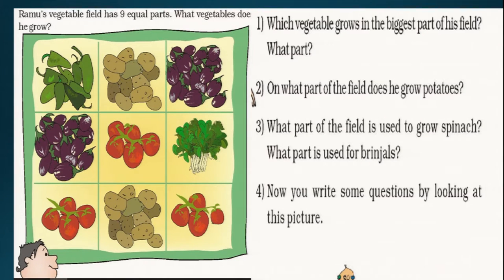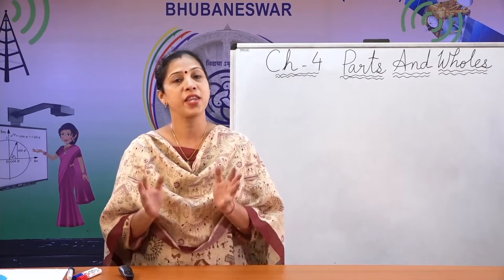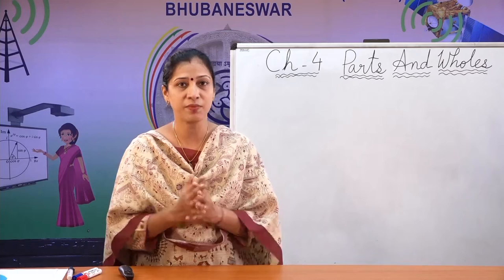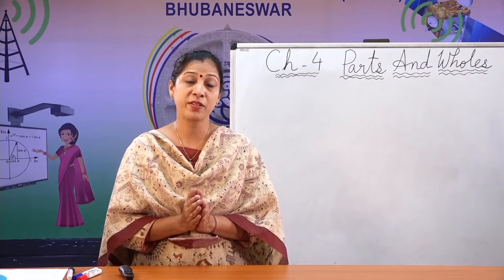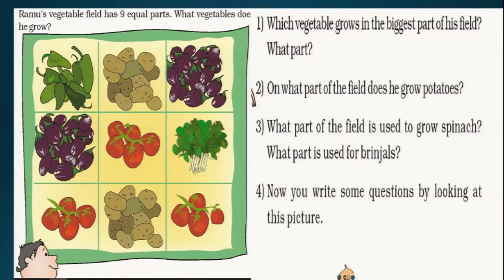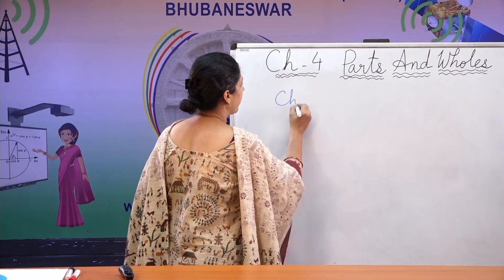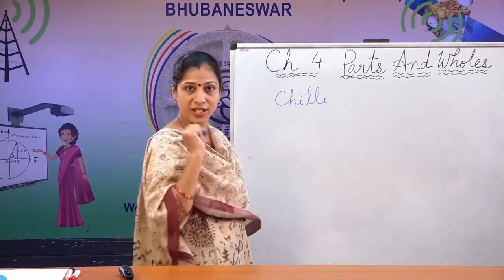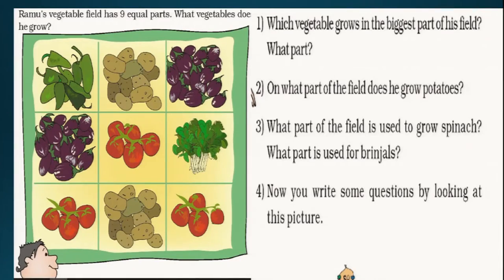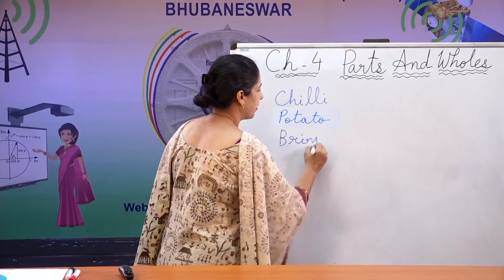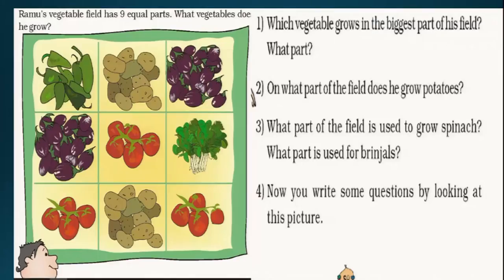So children, when we have to find out which vegetable grows in the biggest part of the field, what is the meaning of this sentence? That means which vegetable is grown in the maximum parts. So for that, we have to count out the individual vegetables on individual parts. So let's see. Now there are different vegetables, as I told. The first vegetable is chili, then it is potato, then it is brinjal, then next is tomato, and the last one is spinach.